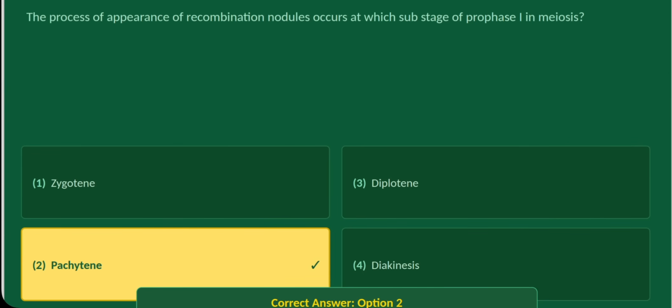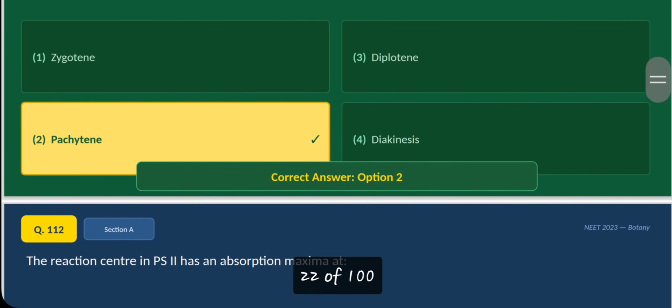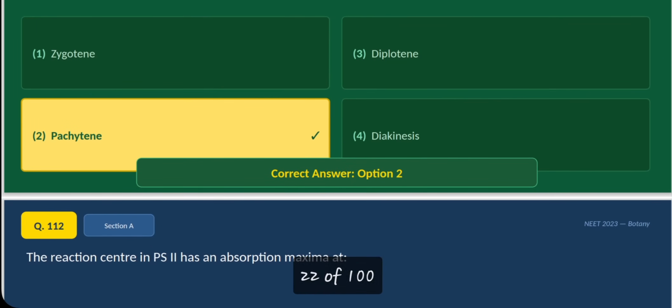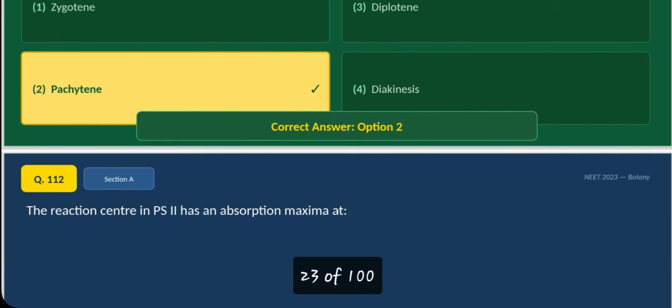Then there is also crossing over and genetic recombination. So recombination nodules, crossing over of non-sister chromatids, and the genetic recombination happen in the pachytene stage. Zygotene is synapsis and synaptonemal complex. Diplotene is the terminalization, the formation of chiasmata, and the dissolution of the synaptonemal complex. Diakinesis is the termination of the chiasmata taking place. So the correct answer here is pachytene.